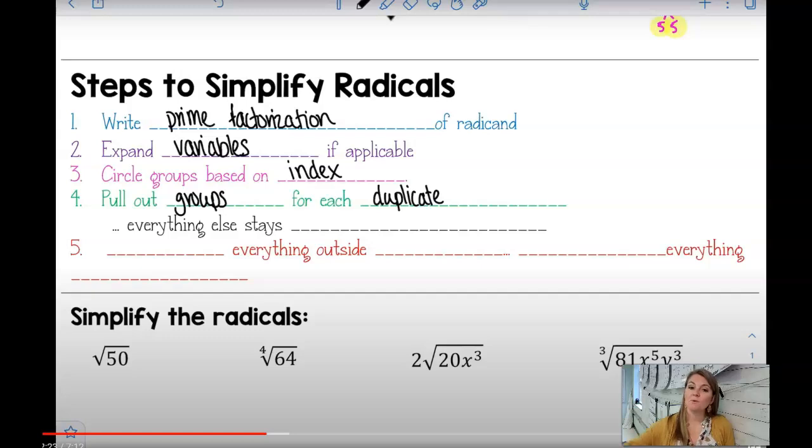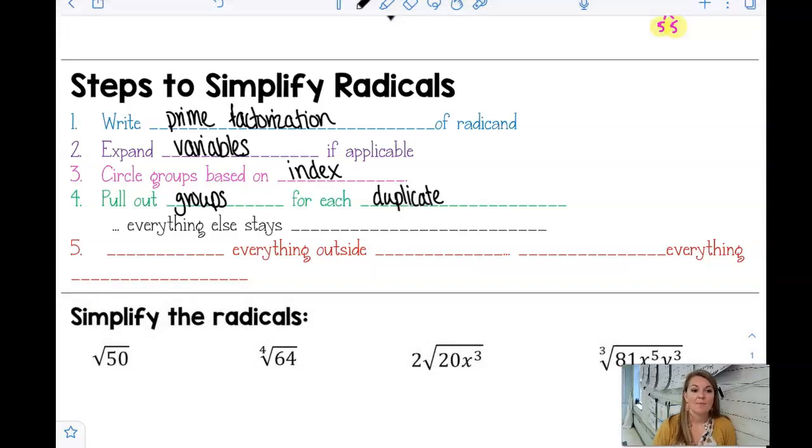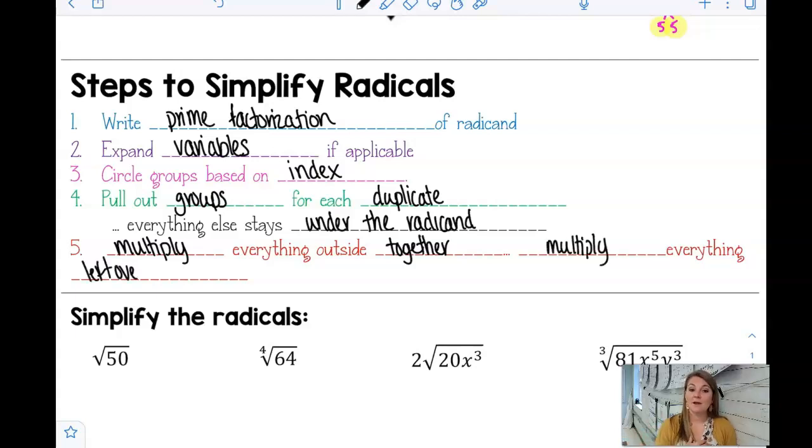But if you have a group of 2, you're going to pull out a group of 2. If you have a group of x's, you're going to pull out that group of x's. If you have a group of 2 and x, you're going to pull out both groups, both 2 and x. You're going to multiply those together. We'll get that in step 5. But then everything else stays underneath, stays in the radicand. Step 5, you're going to multiply everything outside. So if there already was something there, you're going to multiply your new groups with that. And you're going to multiply everything outside together, and then multiply everything underneath together. I call the underneath the leftovers. So you're going to multiply everything left over and put that back underneath.